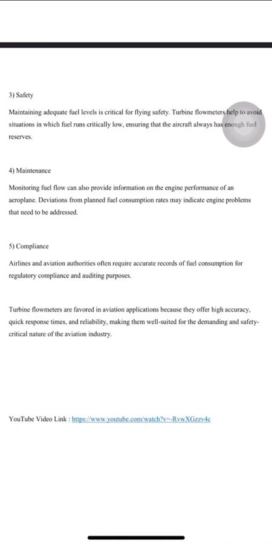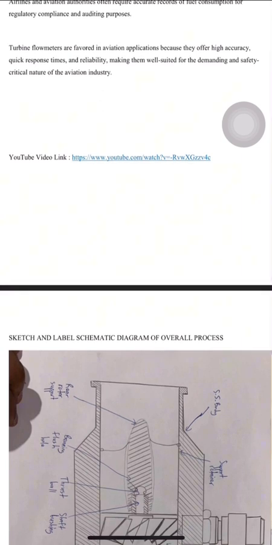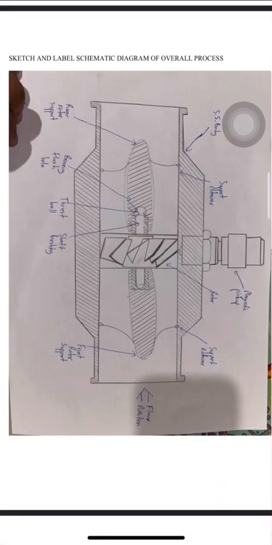And five, compliance. Airlines and aviation authorities often require accurate records of fuel consumption for regulatory compliance and auditing purposes. And this is the YouTube video link for explanation. And then this is a sketch and labelled schematic diagram of the overall process.